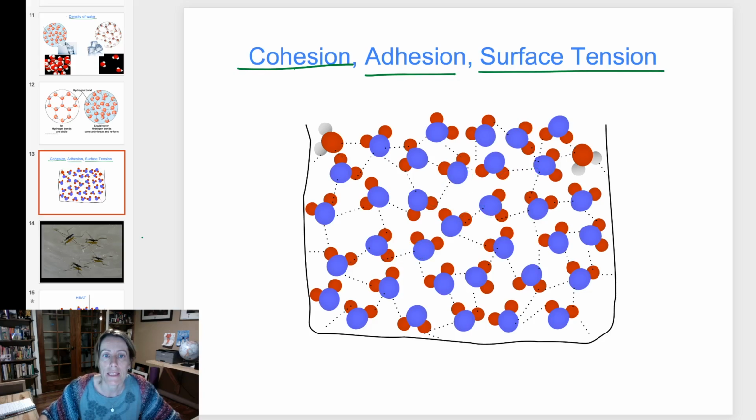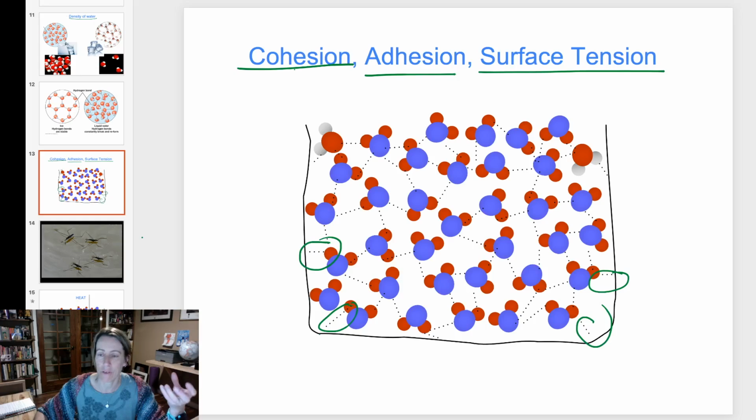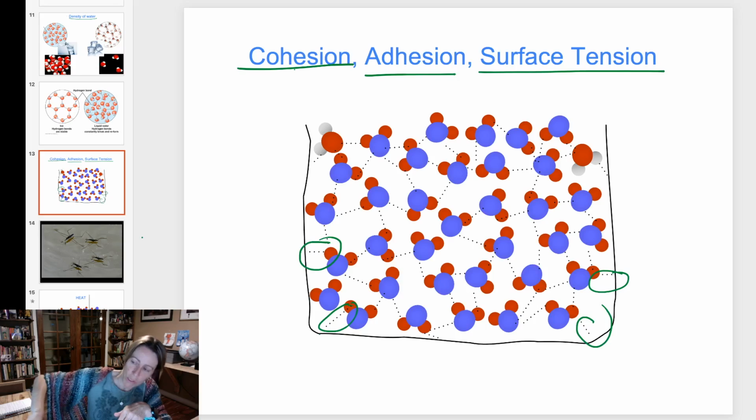Adhesion is the tendency of water to stick to a surface. These hydrogen bonds here show how these molecules are attracted to the surface of this container. You can experience that if you try to pour something out of a pan that doesn't have a proper lip on it. The water pours out and then sticks and dribbles down the side of the pan, or like a bottle of wine, you can never get it out cleanly. It always drips down the side.